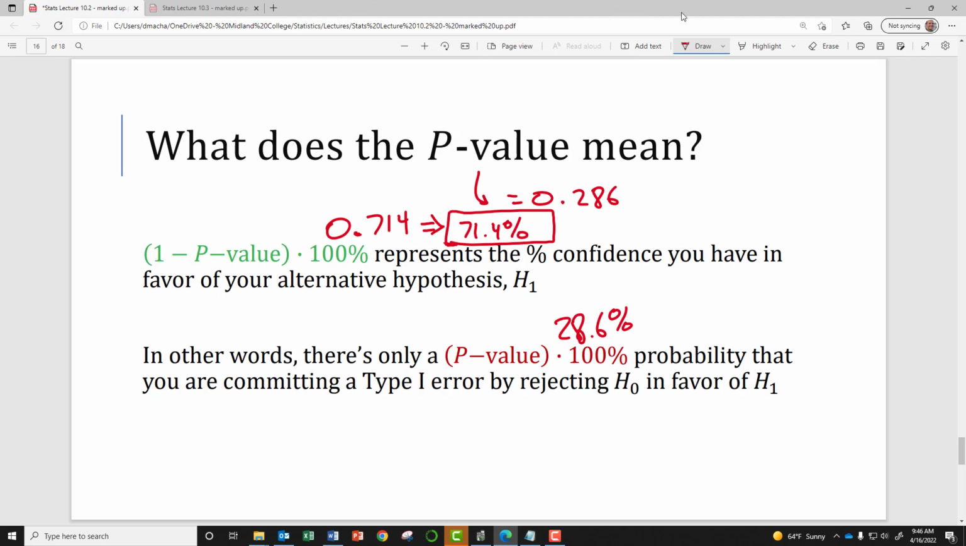But that's actually a pretty big percentage, and you wouldn't want to publish something in a journal if there's a 28.6% chance that you're wrong. And so usually you choose a level of significance to be much smaller than that, so that way your confidence has to be much higher before you publish something. You don't want to publish something that might be wrong. But this is a very good interpretation of the p-value.